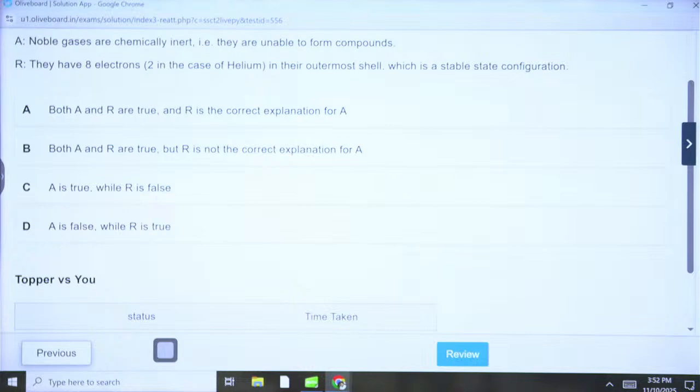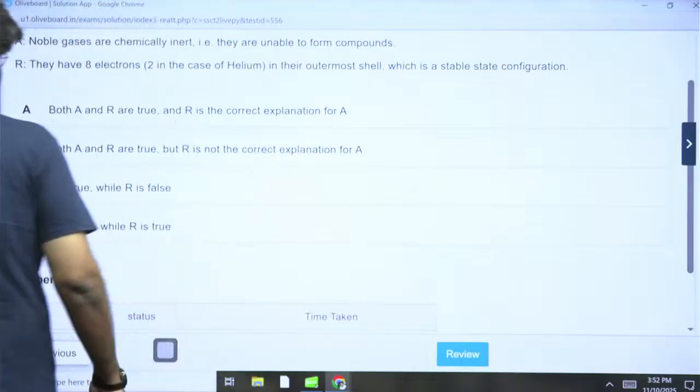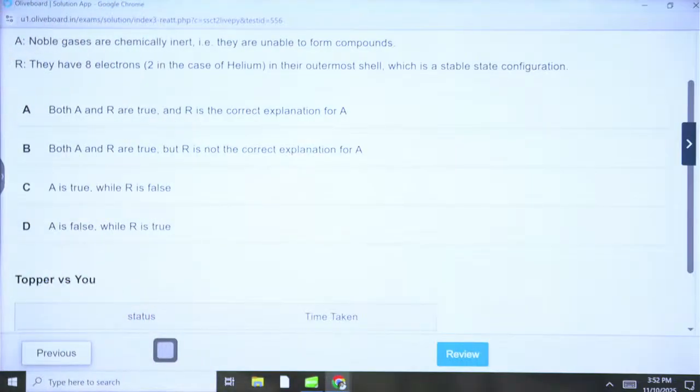That is, they are unable to form compounds. The group 18 in the periodic table: argon, neon, krypton, right? Xenon. So yes, they are inert. And why are they inert?